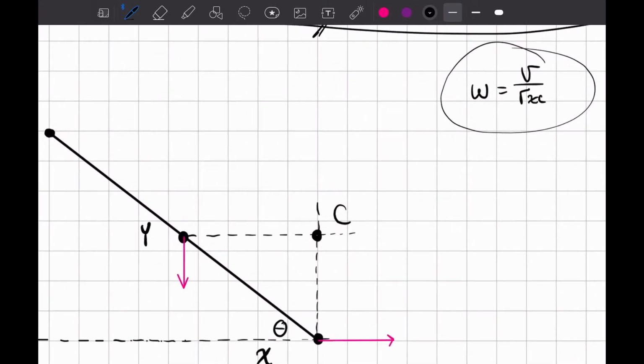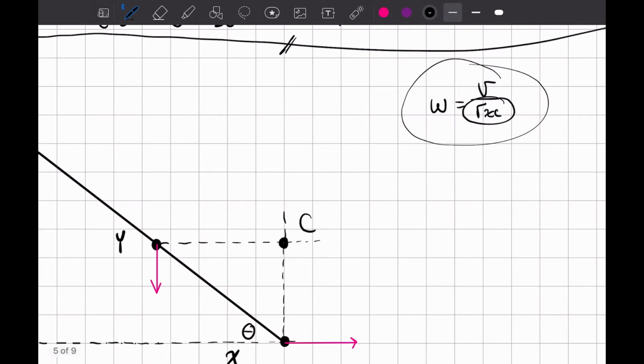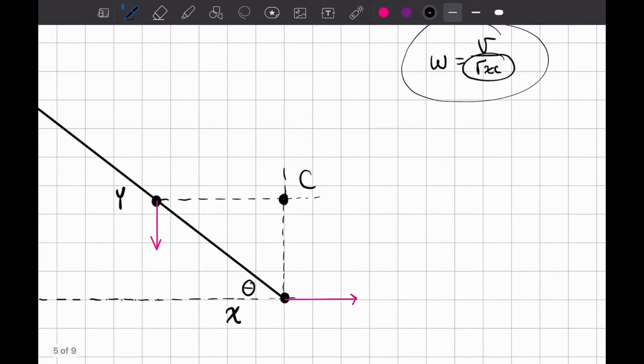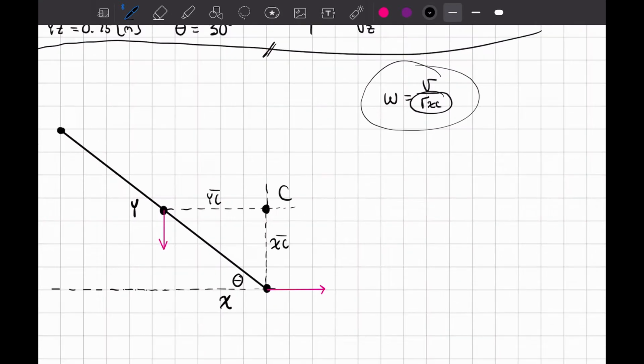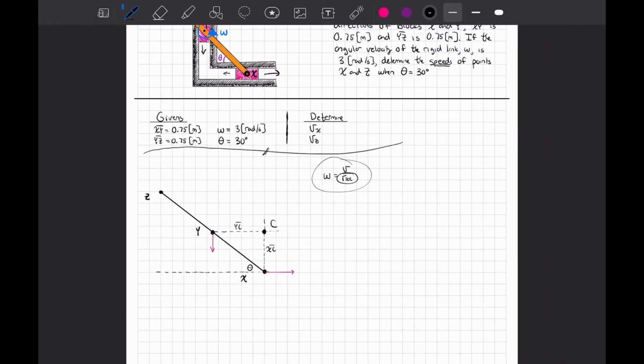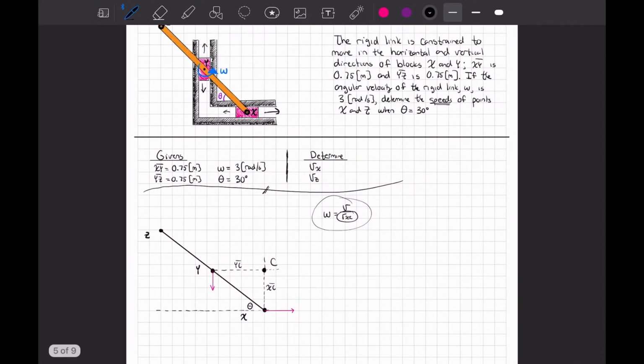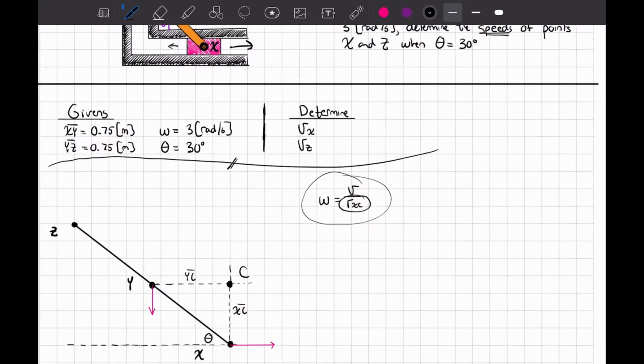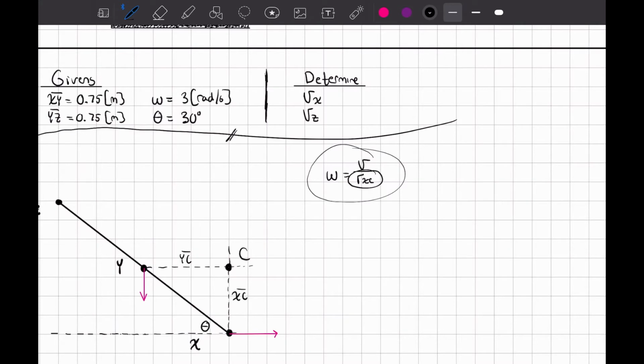And because we're going to need this Rxc value, we'll call it Yc, and we'll call this Xc, because we're going to need that later on. Okay? So now it's just a matter of finding the relevant geometrical values so that we can ultimately calculate everything that's going on. So first off, we want to determine Vx.